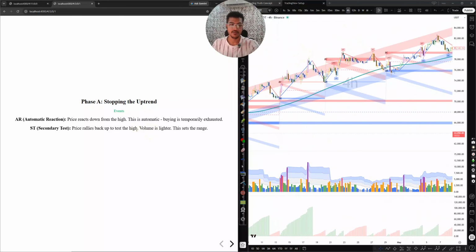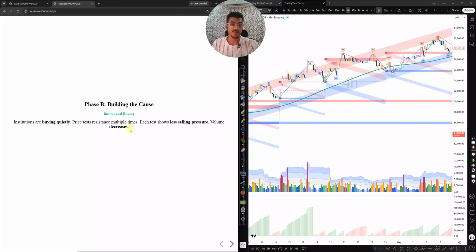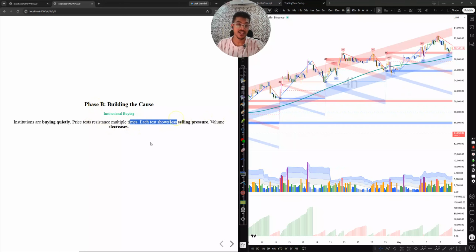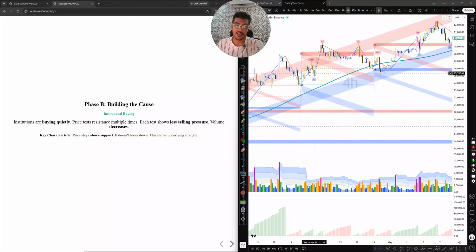All right. So you can see volume is much less than this one there. Okay. Phase B is building the cause. Institutions are buying quietly. All right. And price tests the resistance multiple times. Each test shows less selling pressure, volume decreases. Okay. A key characteristic is price stays above the support. It doesn't break down. This shows underlying strength. You can see all these tests, but price can't even break below the support, right?